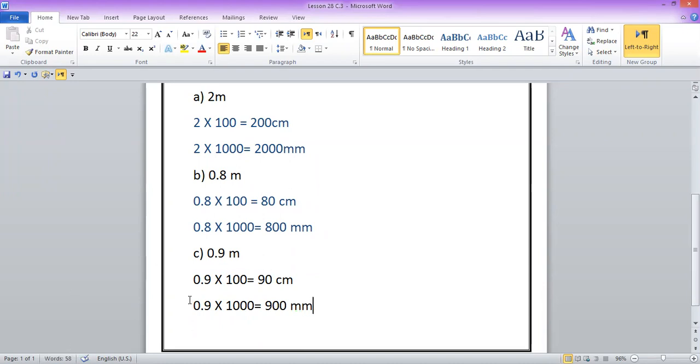I tell you guys how. When you multiply 0.9 by 100, so point is here. It will move from left side to right side 2 times. One time it will move, it will become 9, and one more time it will move, it will become 90. Here, you have to move 3 times point because it is 1000. One time 9, 90, and then 900. So this is your answer.